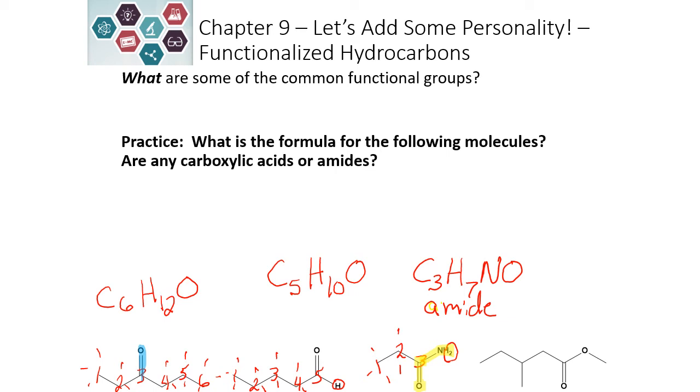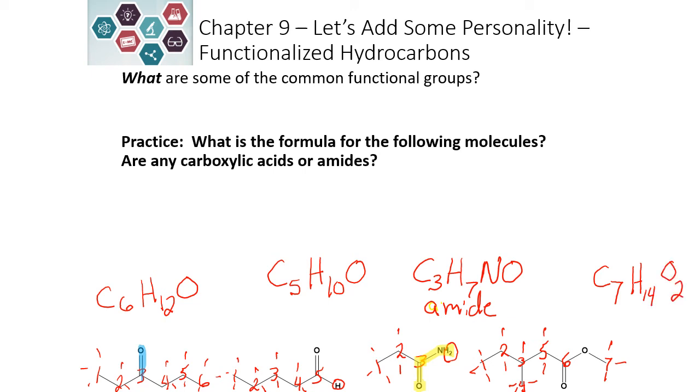Last example, let's count our carbons: 1, 2, 3, 4, 5, 6, 7. C7. Now let's count our hydrogens: 1, 2, 3, 4, 5, 6, 7, 8, 9, 10, 11, 12, 13, 14. And we have 2 oxygens.